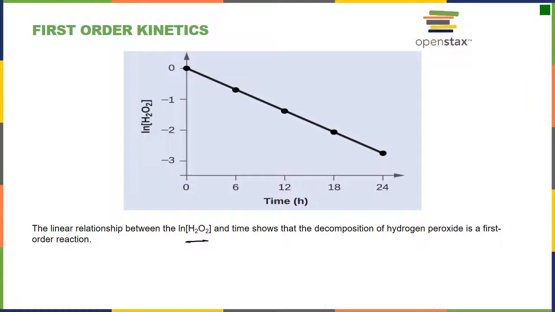Your plot would look something like this. The decomposition of hydrogen peroxide is first order. If we plotted the same data where we had A versus time, we would get a different shape and it wouldn't be a line. And if it's not a line, then this plot doesn't work and you're going to keep plotting.